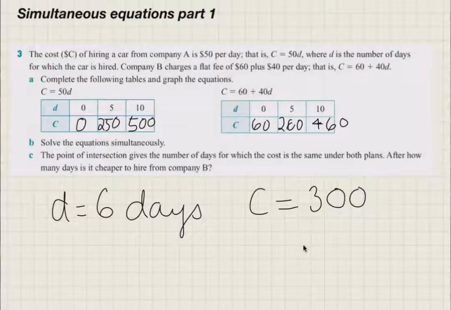Now, the point of intersection gives the number of days for which the cost is the same under both plans. After how many days is it cheaper to hire from company B? Well, that would be after 6 days. It would be cheaper.